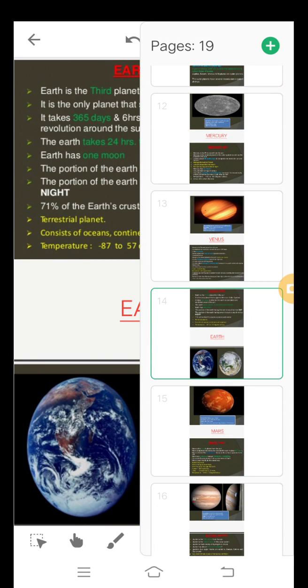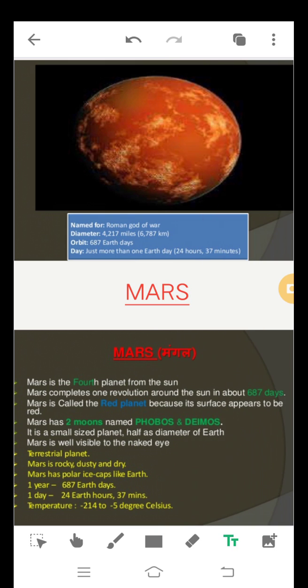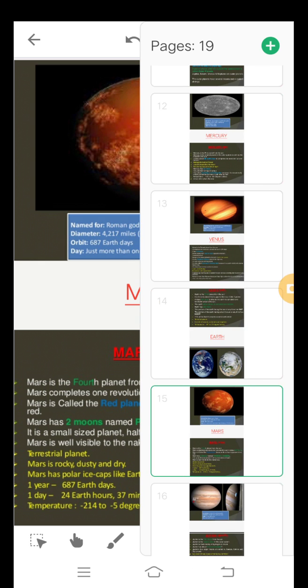After Earth, the fourth planet comes, the Mars. Mars is the fourth planet from the Sun. It completes one revolution around the Sun in about 687 days. Mars is also called the red planet because its surface appears to be red. It has two moons named Phobos and Deimos. It is a small-sized planet. It is about half the diameter of Earth, but it is well visible to the naked eye.